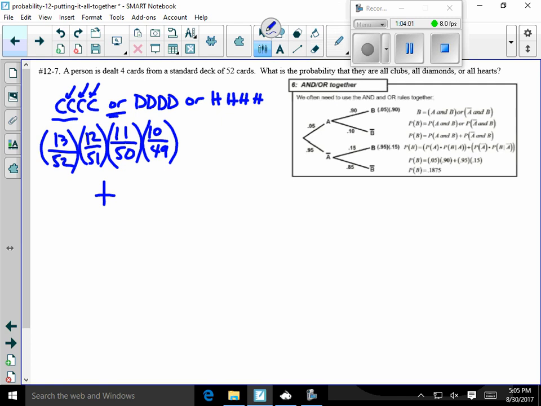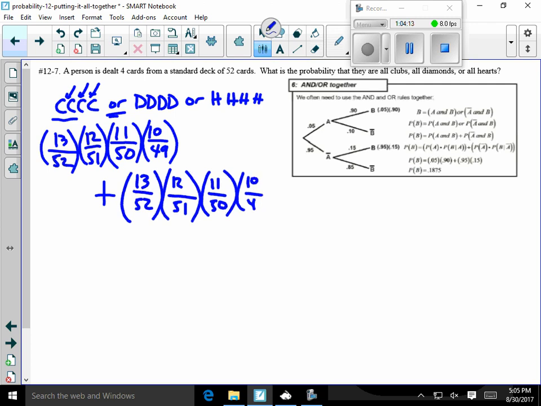A fresh deck. We have 13 out of 52 cards that are diamonds. If I take one of them out, there's 51 cards, 12 left are diamonds. 11 of the remaining 50 are diamonds, 10 of the remaining 49 are diamonds. That would be this right here. Or, so I'll add another case, again with a fresh deck.